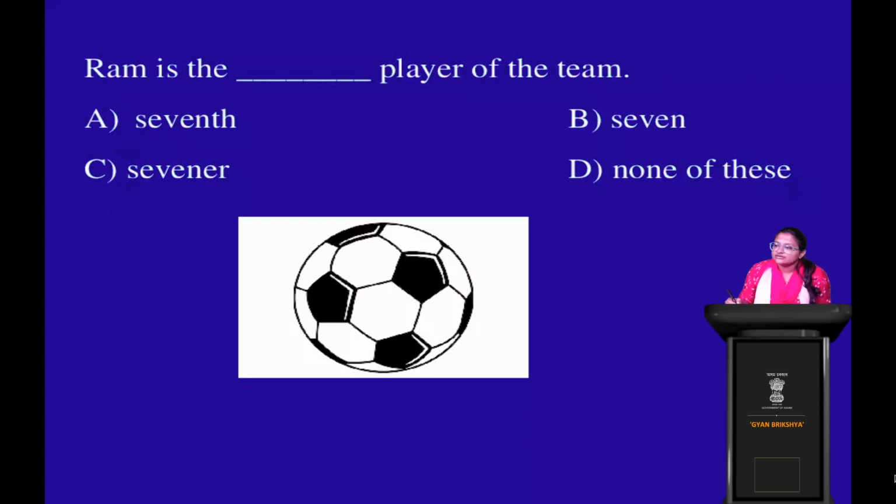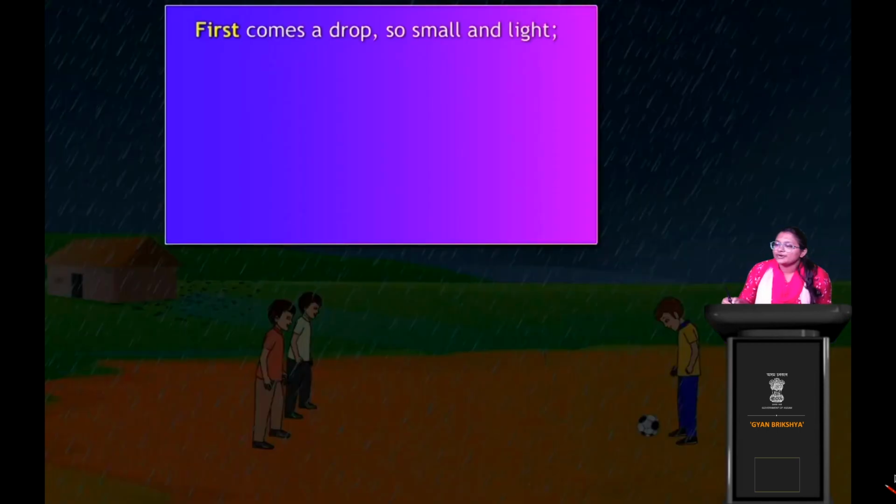Okay, what can you see? The boys are playing, right? What are they playing? Yeah, they are playing football. Now, first comes a drop, so small and light. Okay, look at this once again. What are the boys doing? They are playing, and playing where? Playing in the rain. So now let's read a poem.